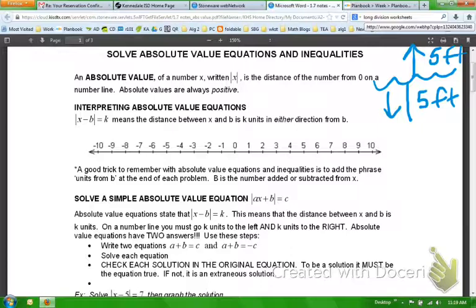To interpret that on a number line, you're still talking about the number of units from a set point. So this part right here, the absolute value of x minus b, is the distance between x and b, and it's saying it is k units. So you could go k units in this direction, or you could go k units in this direction. That's all an absolute value is doing.